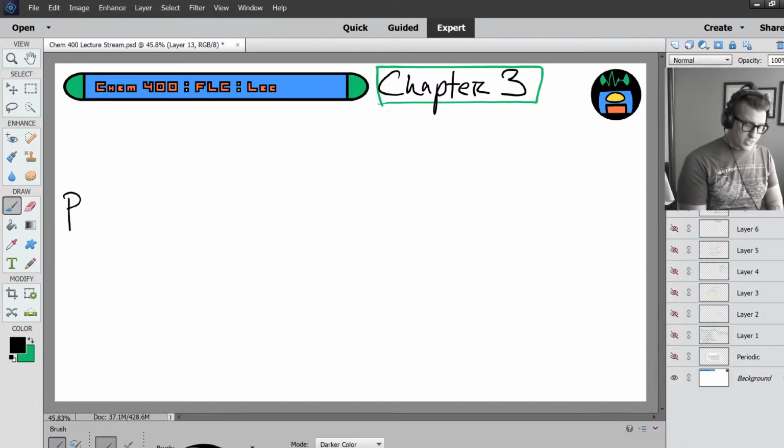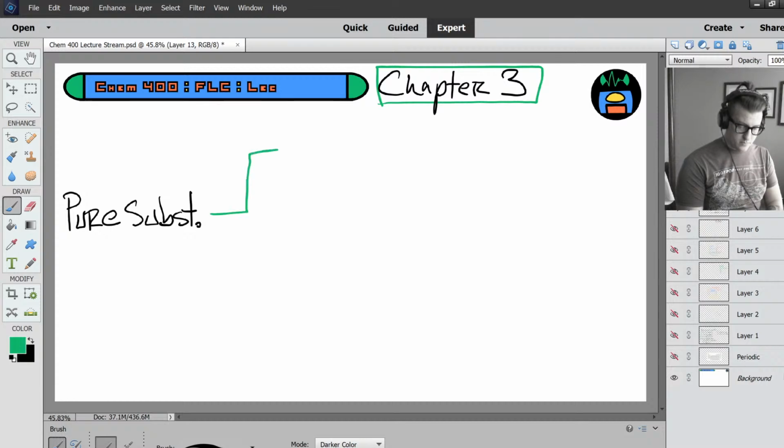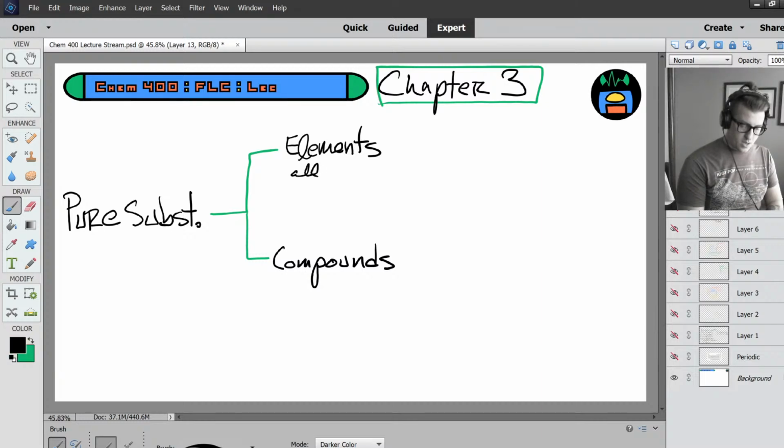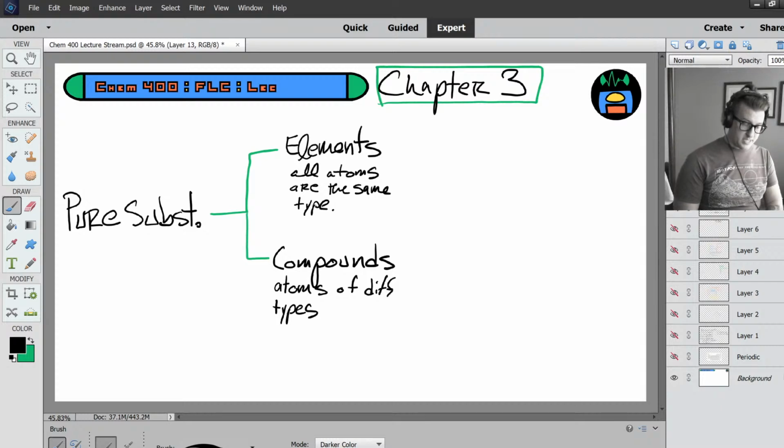We're going to spend all of chapter 3 talking about pure substances. All right, pure substances can be broken down into two general categories. Those categories are elements and compounds. Elements have all atoms that are the same type, and compounds have atoms of different types. That is the difference between an element and a compound.